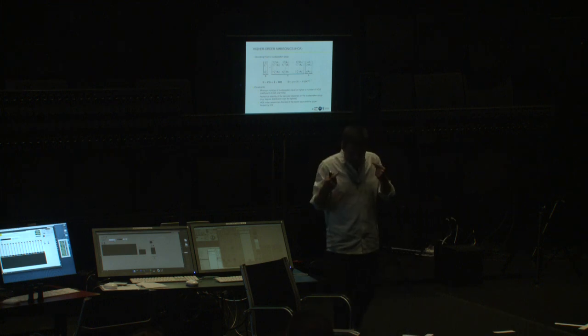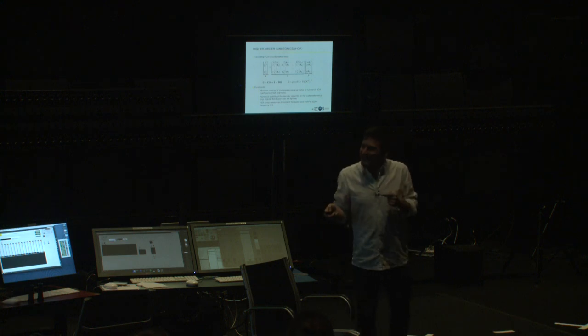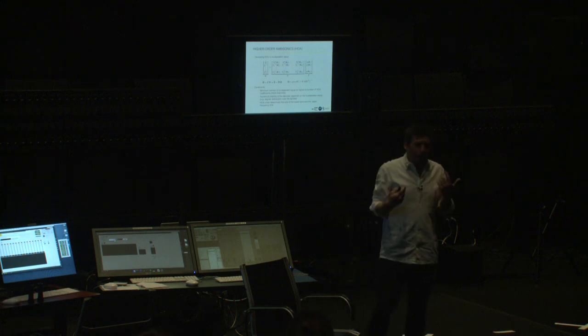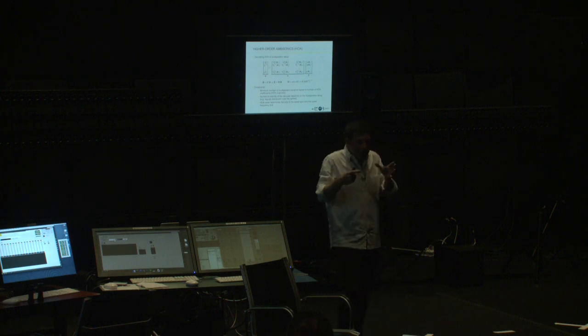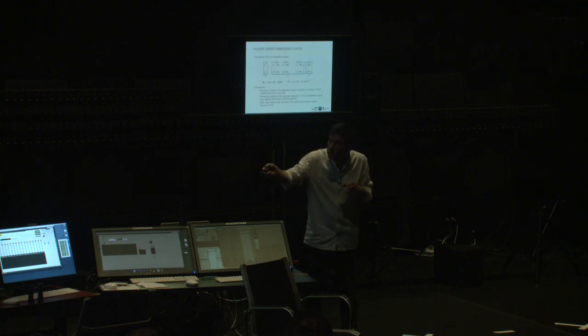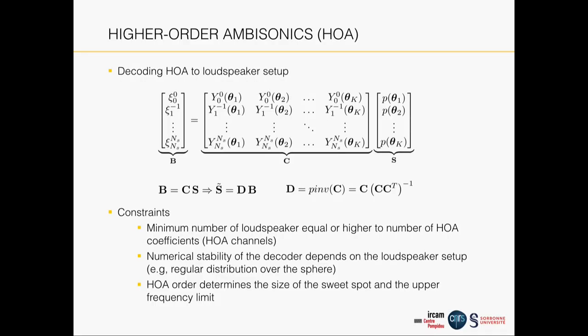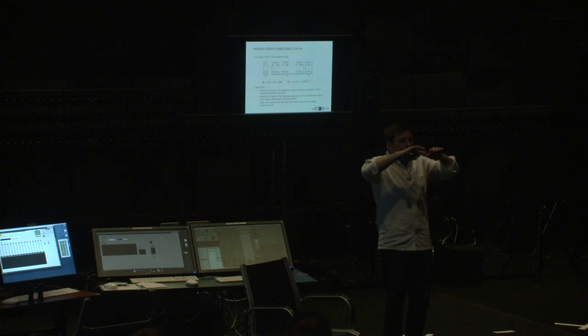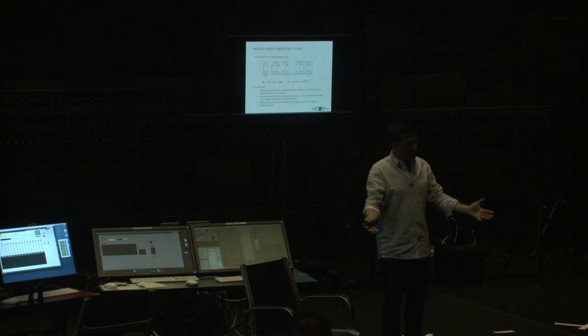So it's really not comfortable. So now we have to ask ourselves the question, what makes this matrix not very well conditioned? Because we have to deal with this problem. And we can show very easily that this matrix, the encode or decoding matrix, only depends on the position of my loudspeakers. So as long as my loudspeakers are regularly distributed on a sphere, I get a well-conditioned system.